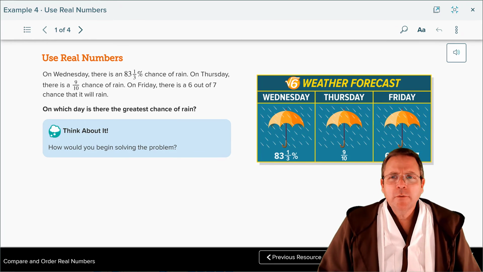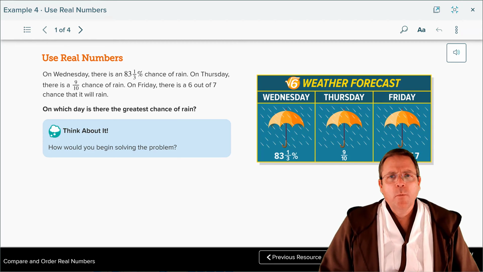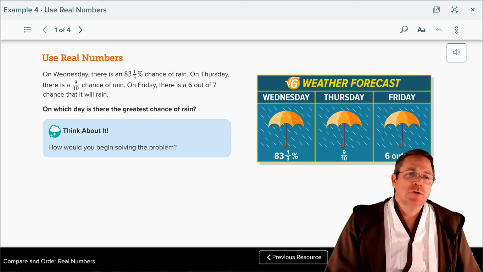But what if they gave this to us as a word problem where we have a mean weather person, and they said on Wednesday there's an 83 1/3% chance of rain, and then on Thursday they said there's a 9/10 chance of rain. So one they wrote as a percent and one they wrote as a fraction because they're just plain mean. On Friday there's a 6 out of 7 chance of rain. That one they wrote as a ratio. Which day has the greatest chance of rain?